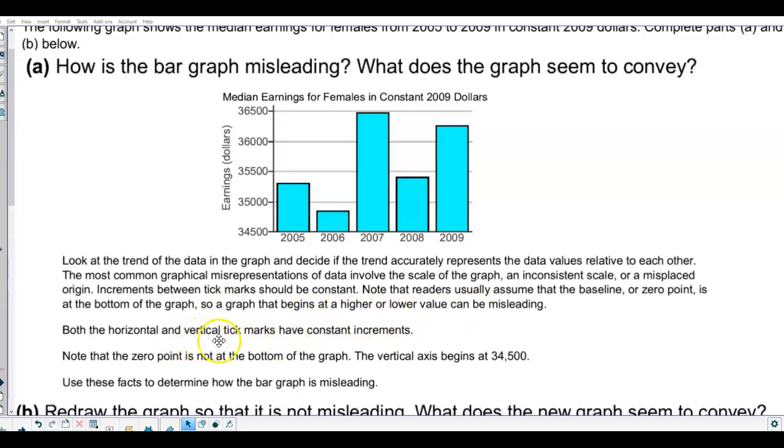Both the horizontal and vertical tick marks have constant increments. Note that the 0 point is not at the bottom of the graph. The vertical axis begins at 34,500. So these are the facts to determine how the bar graph is misleading.